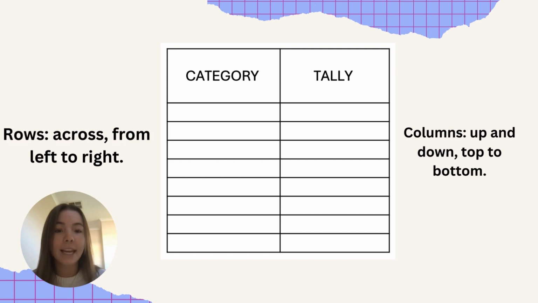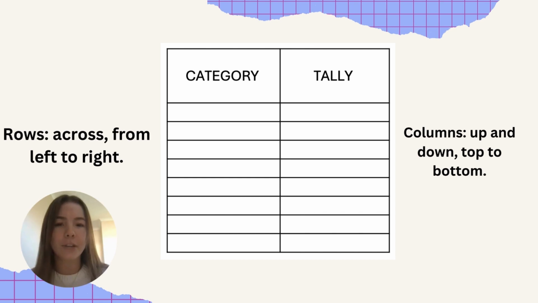Okay, so here we have an empty table of data. When we create a table of data, we need 2 columns. Columns go up and down and top to bottom. There's only 2 of them here, and you can see that they're labeled as category and tally. All of the lines that are going across our table, these are called rows. They go across from left to right.